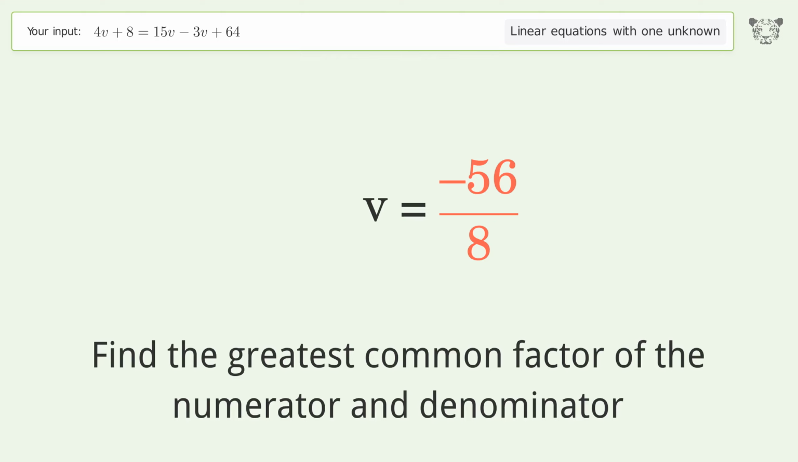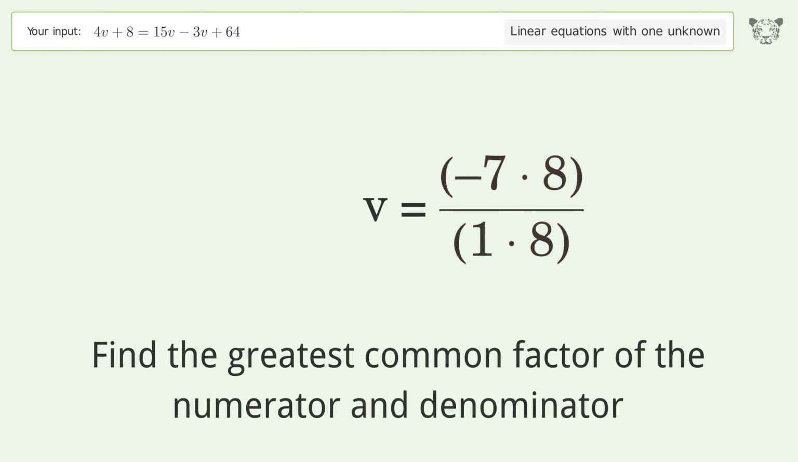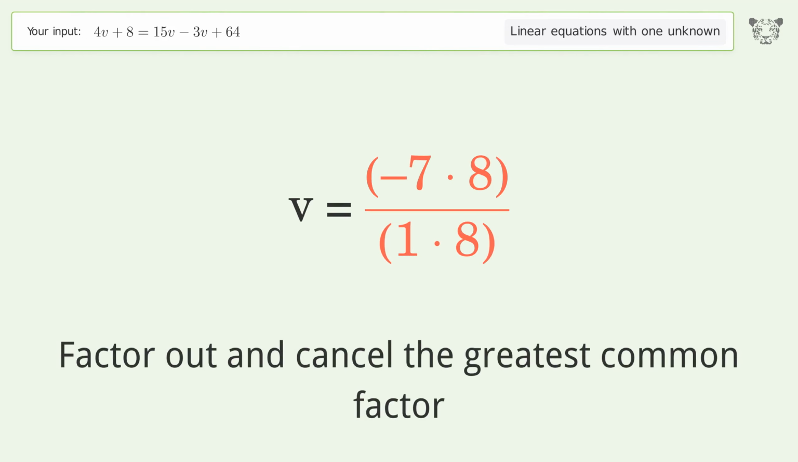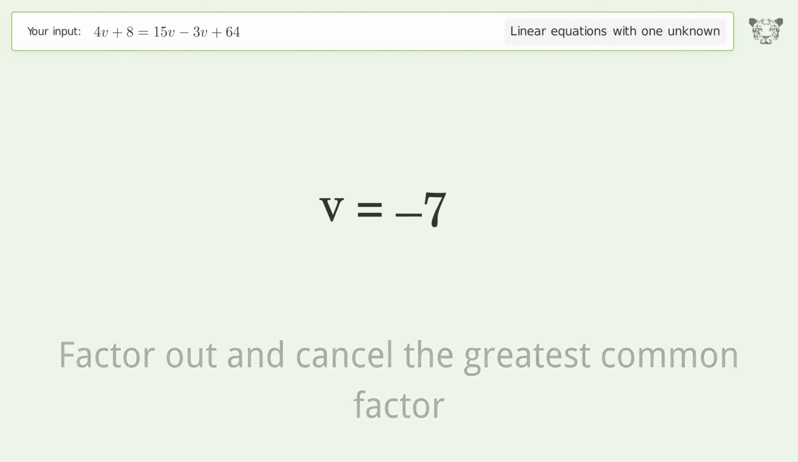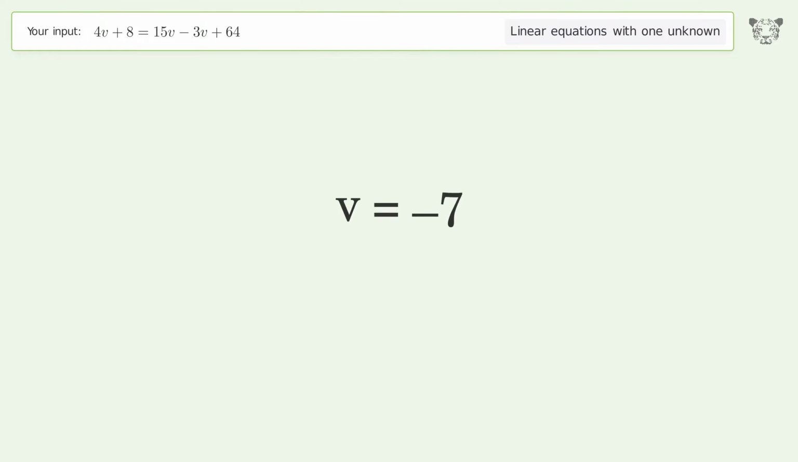Find the greatest common factor of the numerator and denominator. Factor out and cancel the greatest common factor. And so the final result is v equals -7.